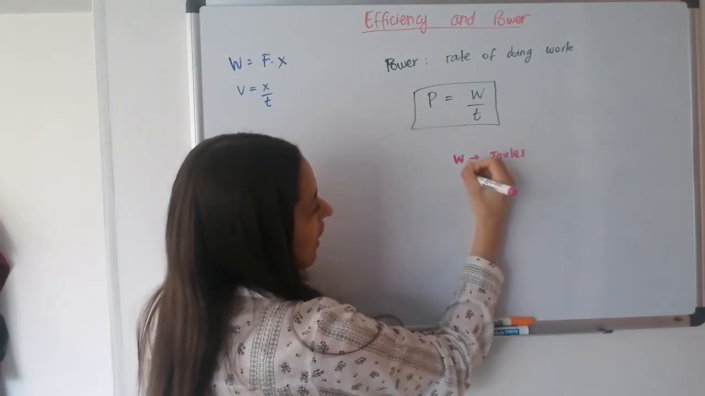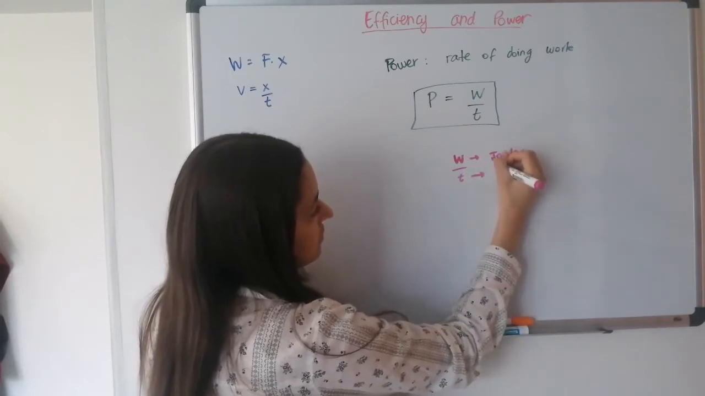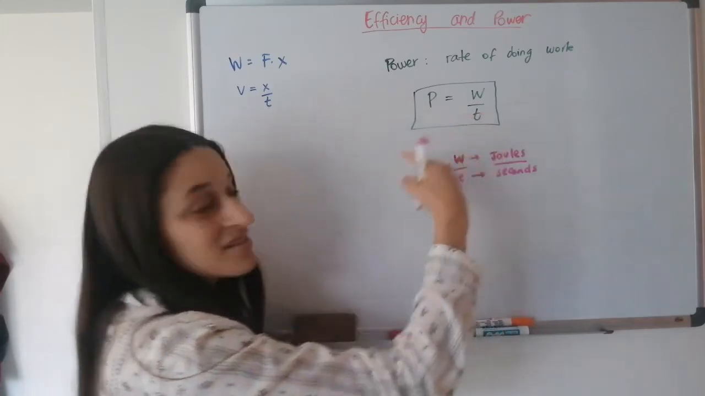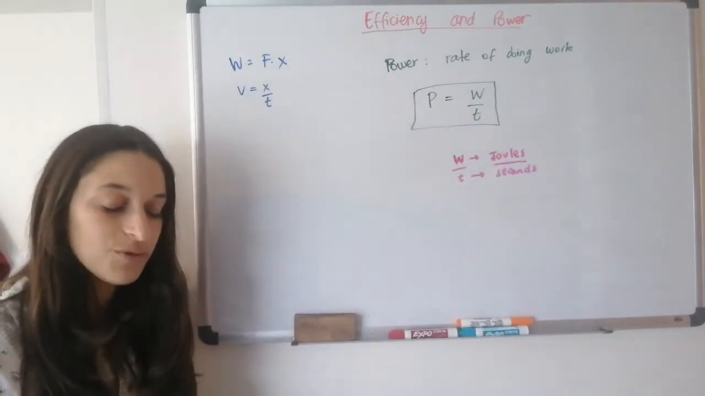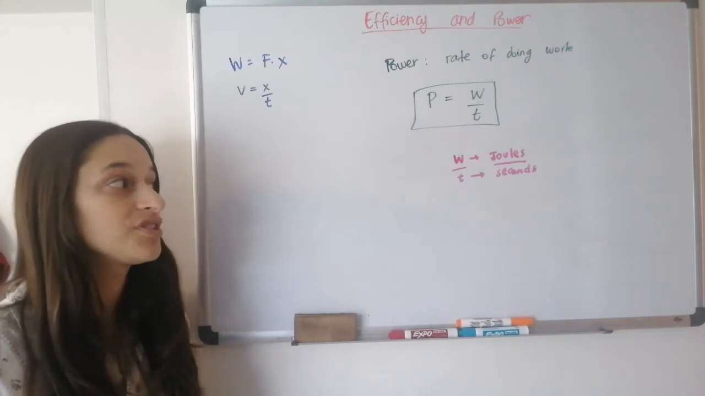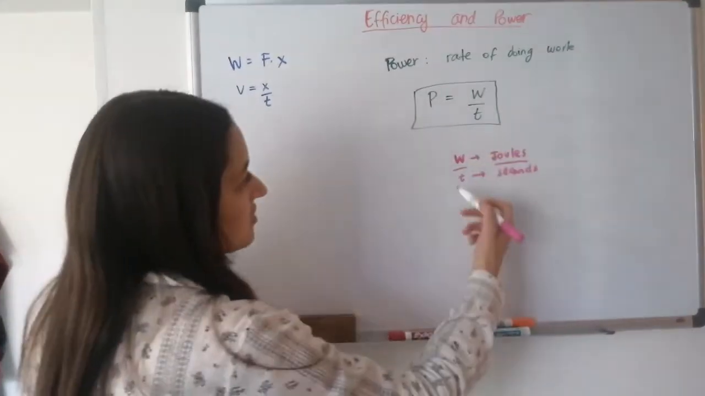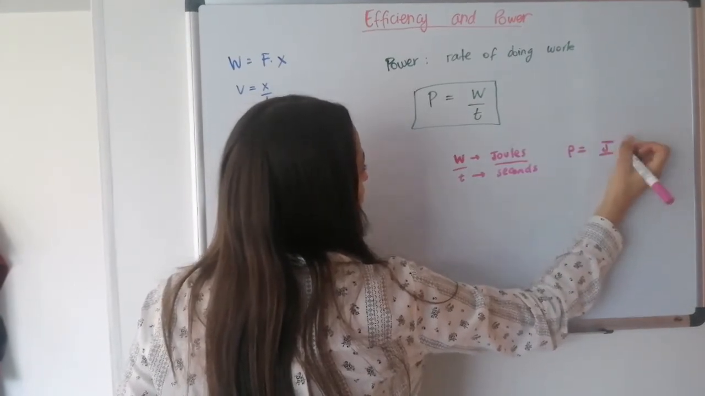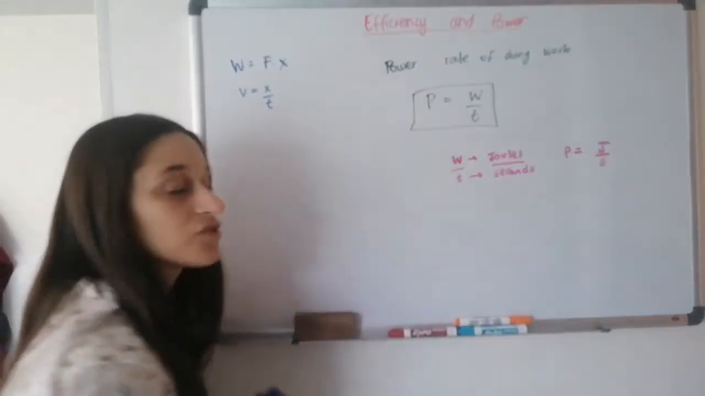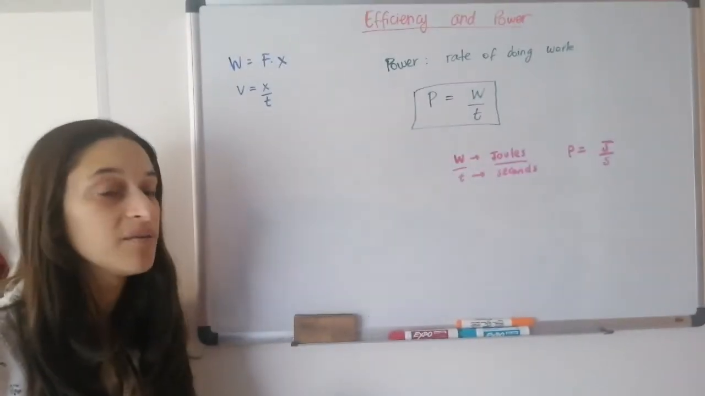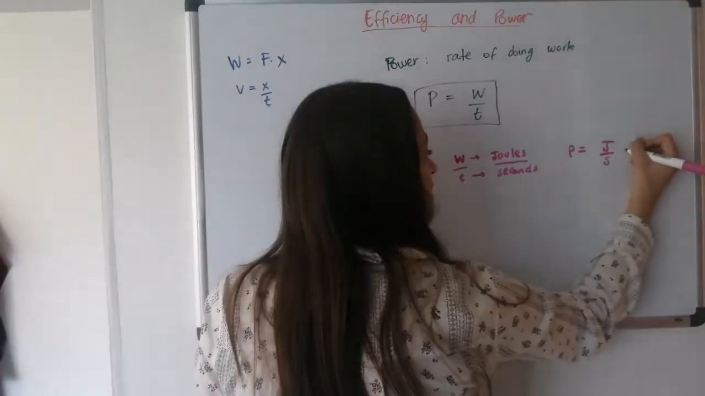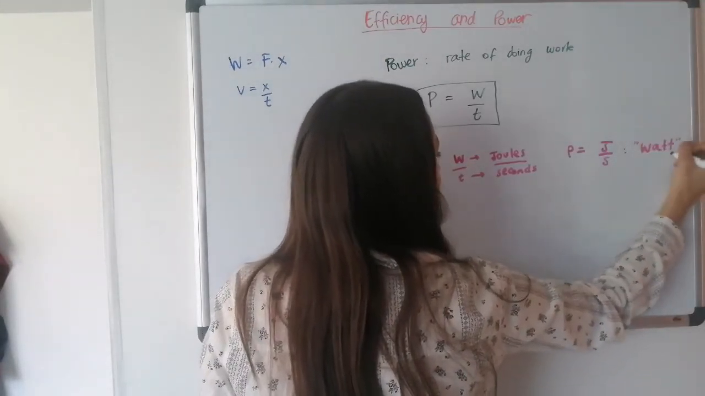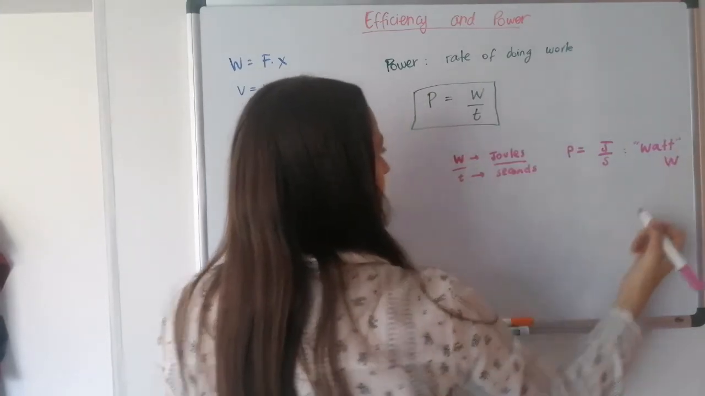Joules. And then we have time, which is in seconds. We always use time in seconds when calculating power. So if you have time in minutes or in hours, you need to convert it to seconds. This means that the unit for power is joules per second. But this is also such a common unit that it has its own name. It's called the watt, with a double T, and the letter is W.